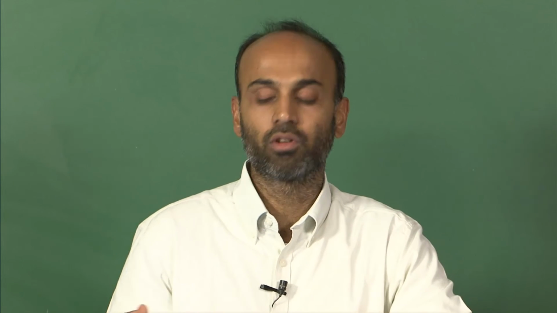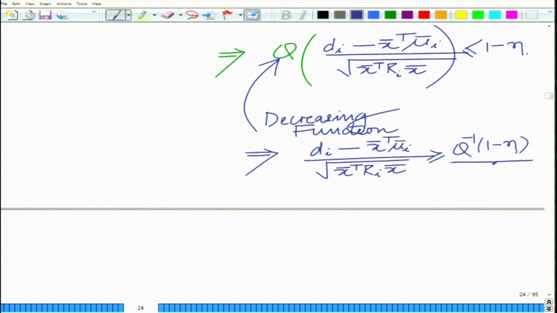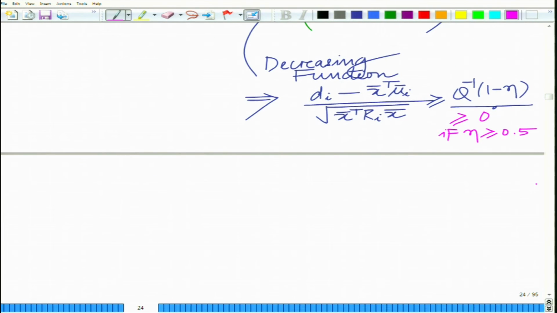And note that if eta is greater than 0.5, that is, the reliability with which this has to hold is greater than 50%, then this Q inverse of 1 minus eta is greater than or equal to 0. So this quantity is greater than or equal to 0 if eta is greater than or equal to 0.5. Okay, let me just simplify this further into something interesting.